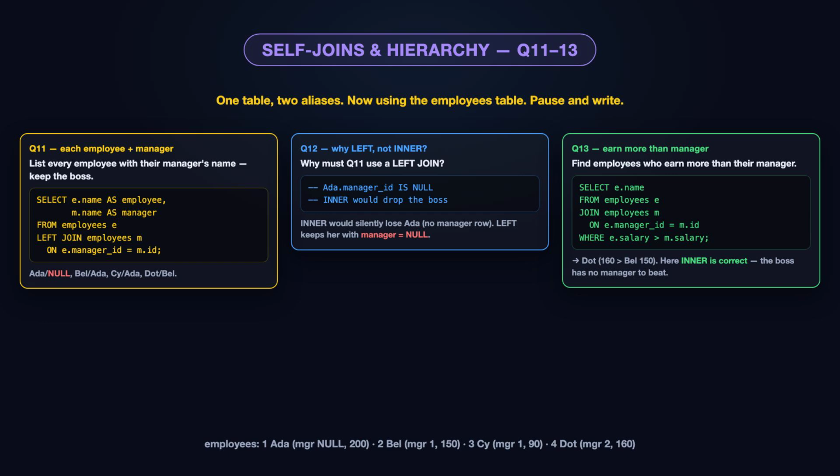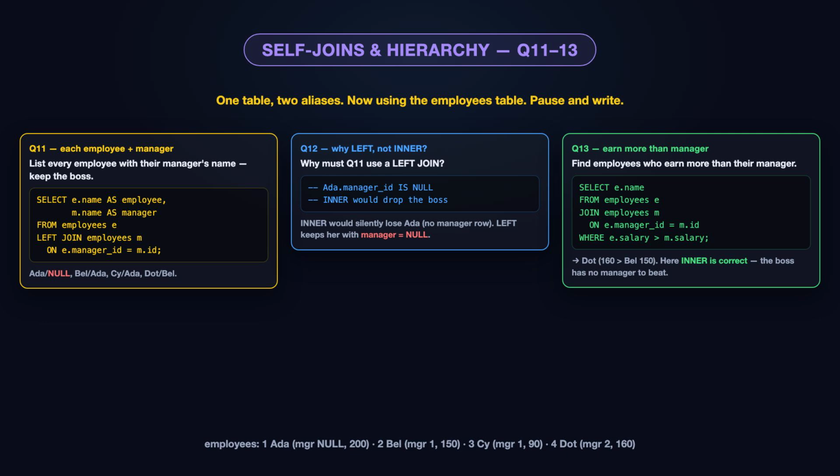Question 12, why left join and not inner? Pause. Because Ada's manager_id is null, so she has no matching manager row. An inner join would silently drop the CEO. The left join keeps her with manager equals null.